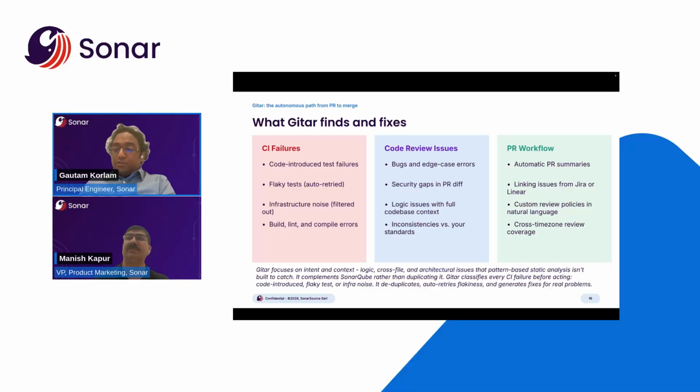There's a lot of automation you can do as well. For example, Gitar ships with a bunch of other capabilities to make your PR experience much faster. It automatically adds PR summaries. You can also link issues from Jira or Linear. You can define custom policies on what special things to look for that are unique to how your business operates. And it's very useful for getting coverage across different time zones if your teams are remote.